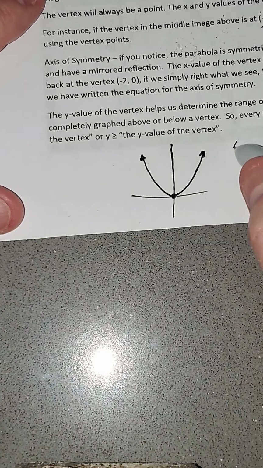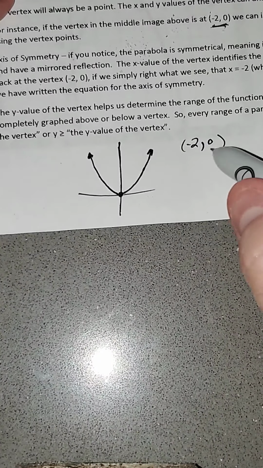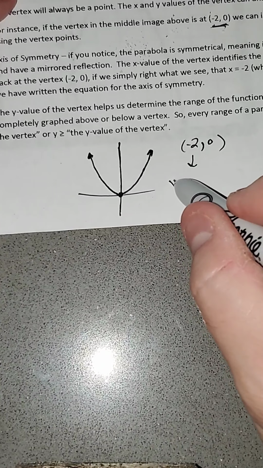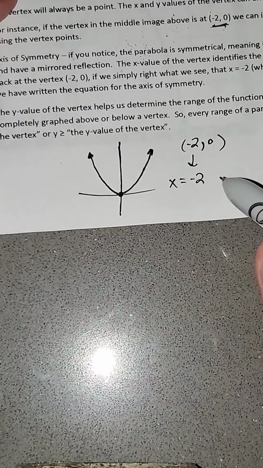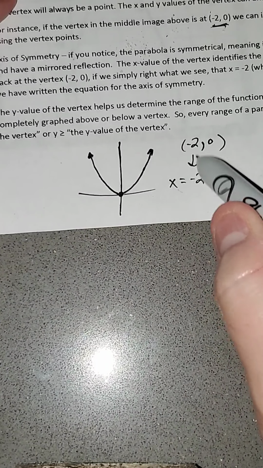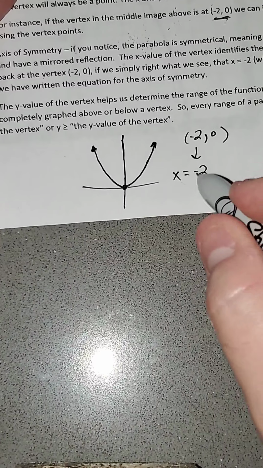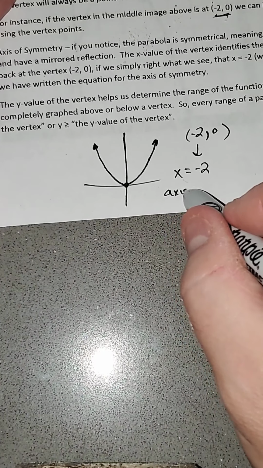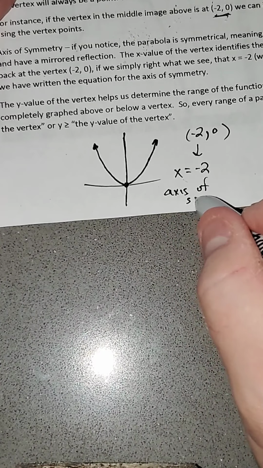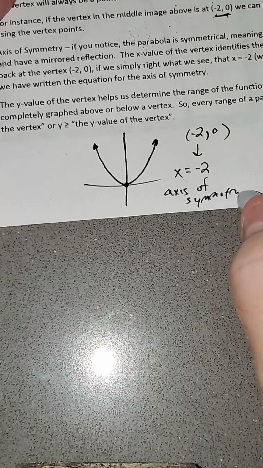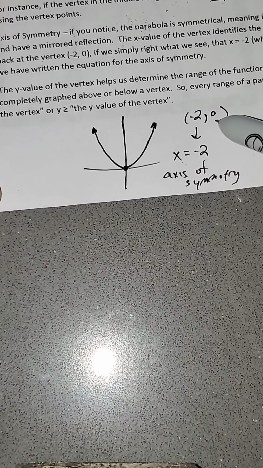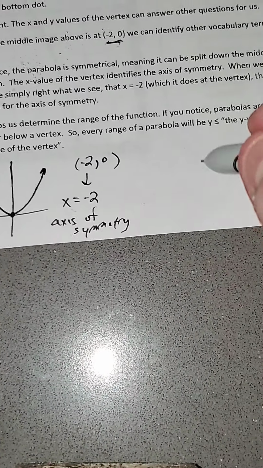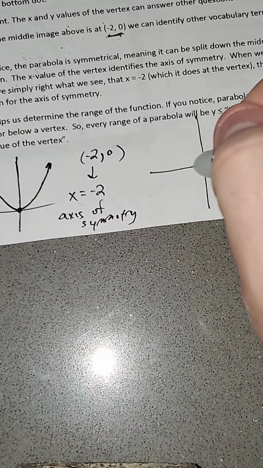Now, when we have -2, 0 for a vertex, I'm going to do nothing more than write x equals -2. If I literally just write x equals -2 from what I see at the vertex, I have actually written the formula for the axis of symmetry. It's pretty simple. Now, to have a vertex at -2, 0, I'm going to sketch what that looks like a little bit for you.